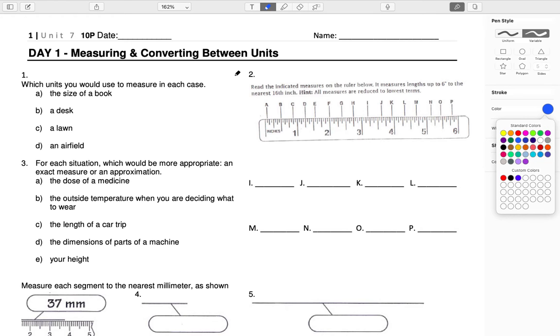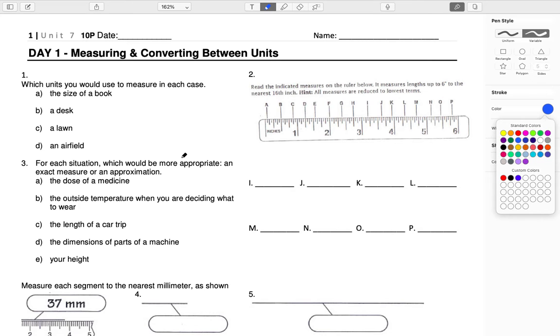We are going to do day one. We're going to go back and forth between converting different units. Like I said, you should have the conversion chart in front of you when we are doing this. Okay. So for number one, it says, which unit would you use to measure in each case?